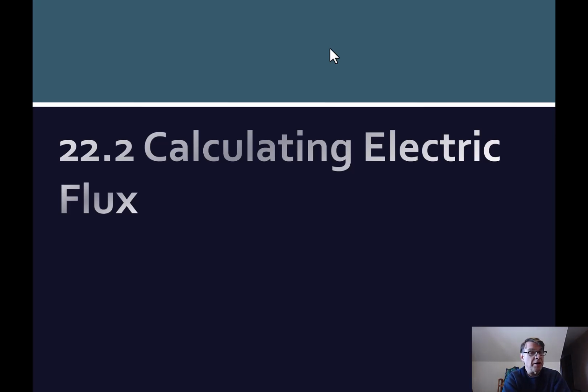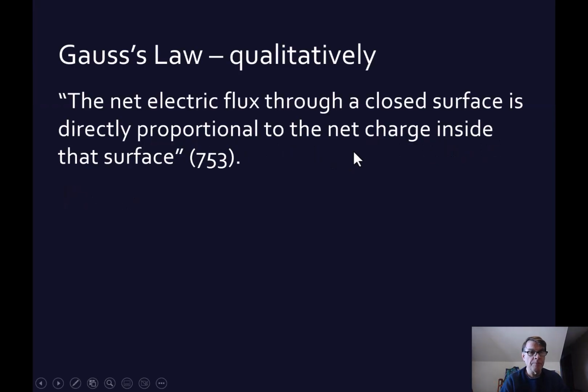This is from Young and Friedman's University Physics. We're in the chapter on Gauss's law. This is the second section, on calculating electric flux, or electric flow, as a metaphor. So this is what we got from the first section of this chapter.